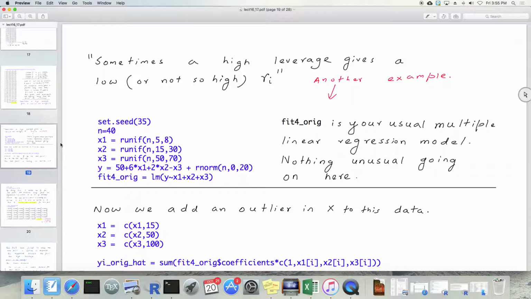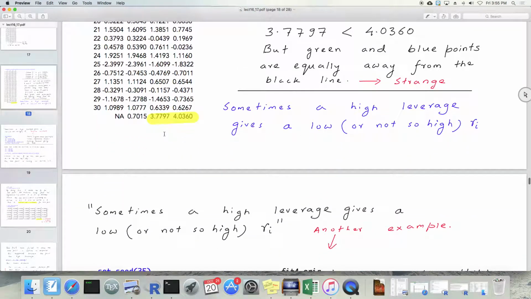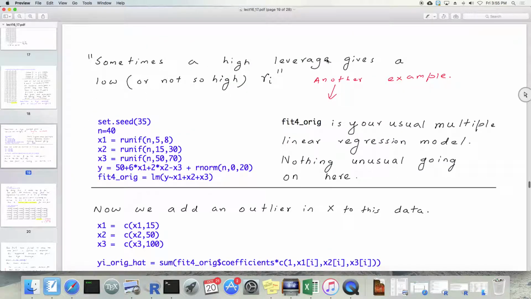So what we just now saw is that sometimes a high leverage value can have a low RI. In the third column, it has high leverage. So the RI here is big, but not as big as the blue one. So that's what I say. Sometimes a high leverage point gives a low or at least not so high RI. So the RI value for a high leverage point sometimes may not be as high as we expect it to be. It may not show that it is bad.